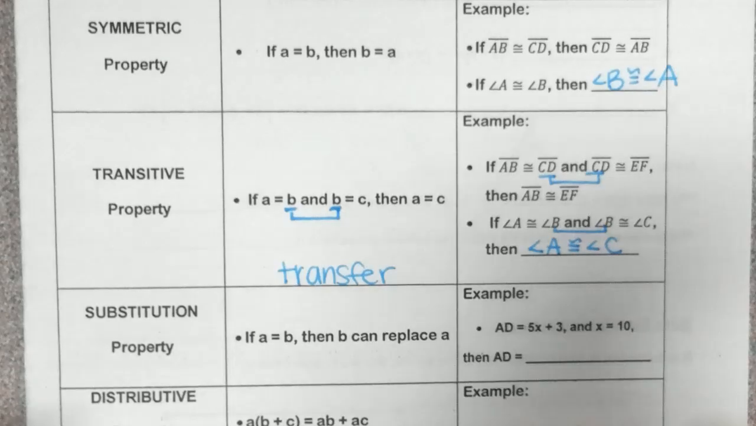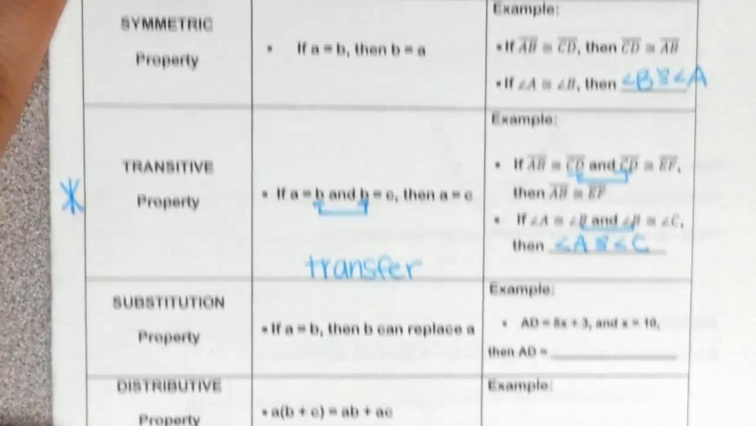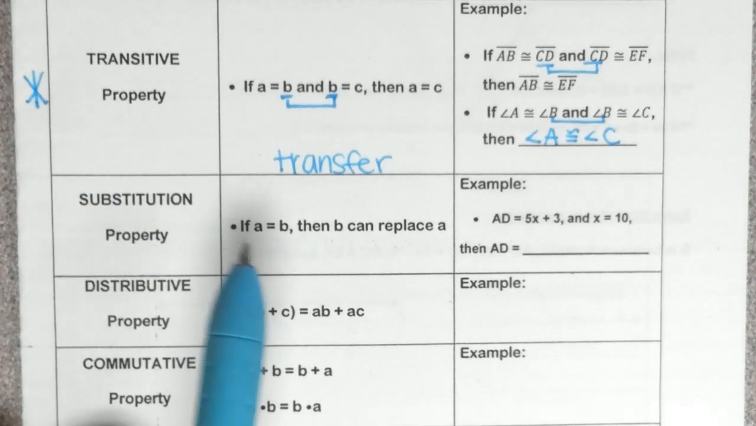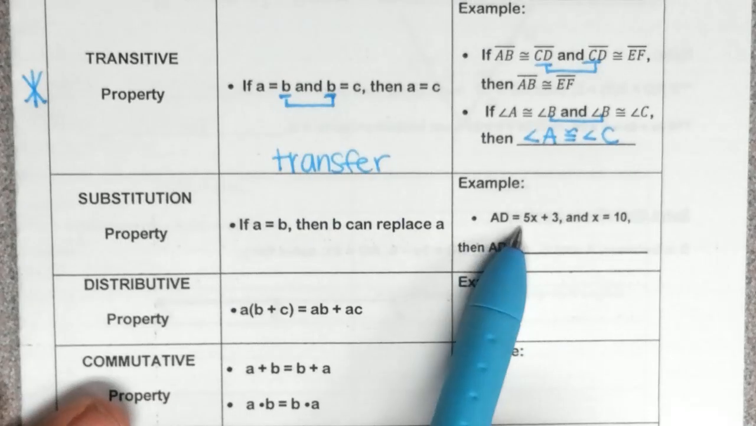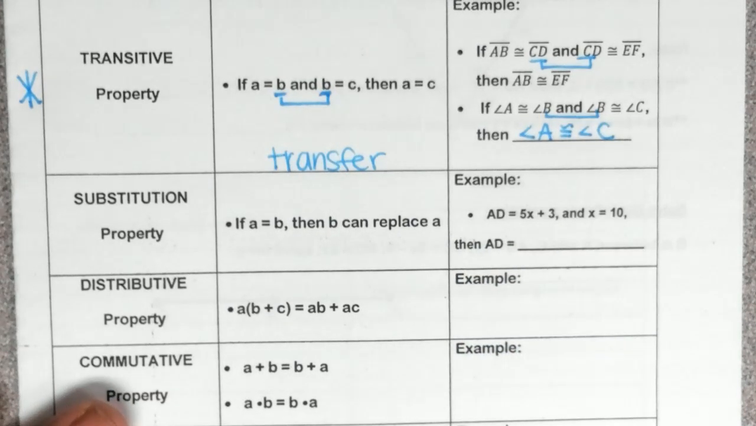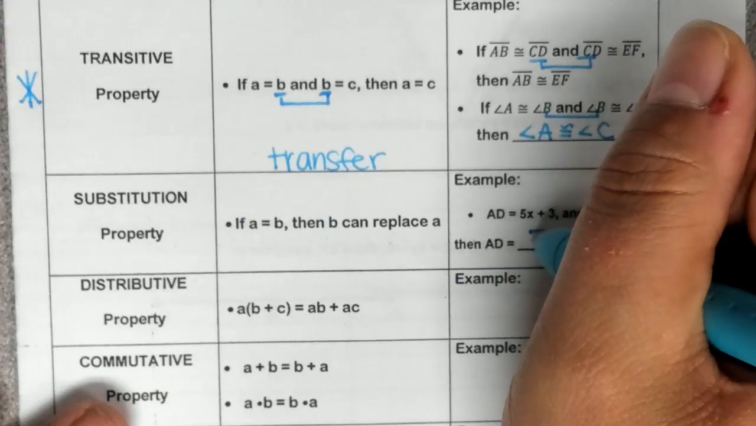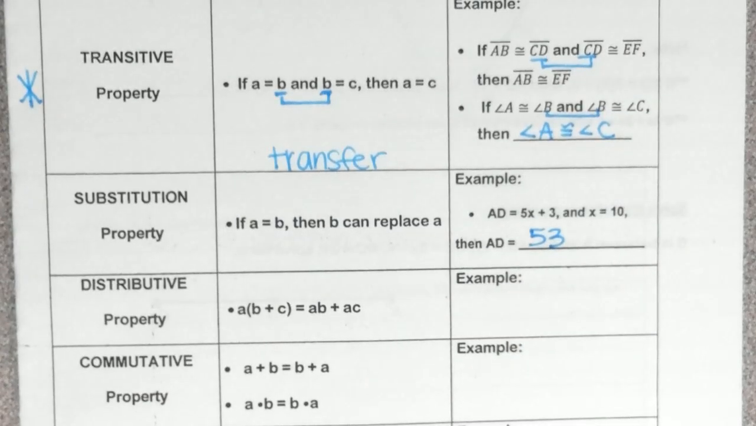Okay? Can you start that one? That one's new for y'all. Substitution and distribution. Do you agree we've learned those for years? Substitution is if A equals B, then you can replace B with A. So if AD is 5x plus 3 and x is 10, what can I do? 5 times 10 plus 3 is 53. You're just substituting it.